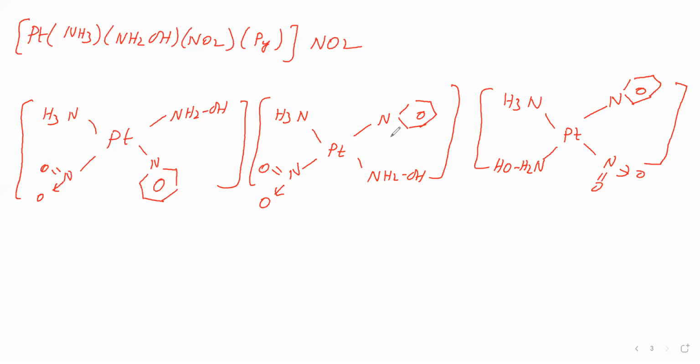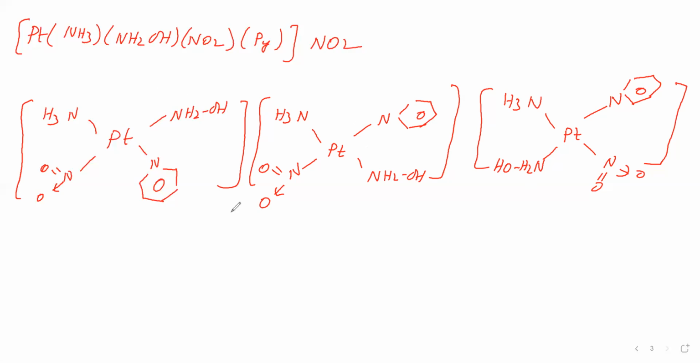Therefore, these three isomers we have written are geometrical isomers. How? For NH3 against pyridine, NH3 against NH2OH, and NH3 against NO2. We cannot say cis-trans here. We can say that for NH3, trans is pyridine, trans is NH2OH, trans is NO2. Otherwise, for NH3, adjacent are NO2 and NH2OH. Anyhow, there are three geometrical isomers for this.